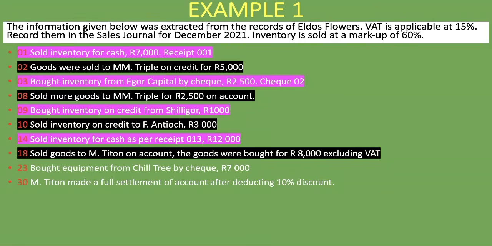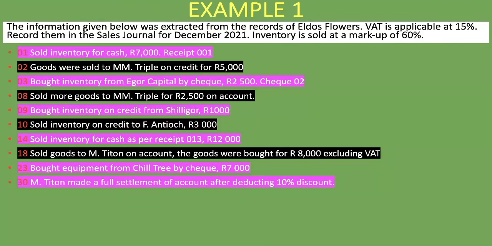On the 23rd, we bought equipment from Chilltree by check, 7,000 rand. That does not go into our sales journal because we were not selling goods on credit, so we'll highlight that in purple. On the 30th, M Titan made a full settlement of account after deducting 10% discount. This does not go into our sales journal because we're not selling on credit. A debtor was paying us, so this goes into a cash receipts journal. So we'll highlight this one in purple as well.